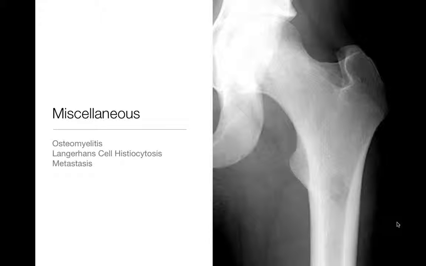Miscellaneous lesions include osteomyelitis, Langerhans cell histiocytosis, and metastasis, which we should put in there just as a side note. Mets are pretty rare in children, but obviously if they have some kind of malignancy such as a neuroblastoma or a Wilms tumor, they can have metastasis to the bones.